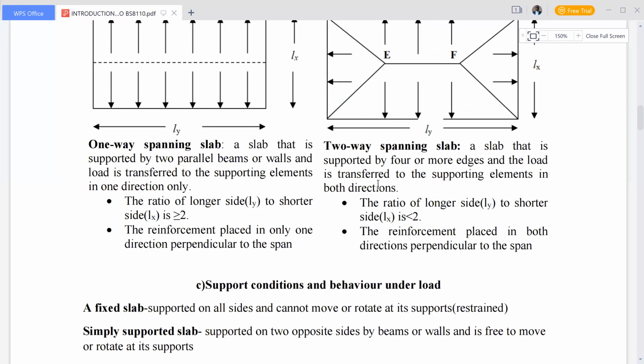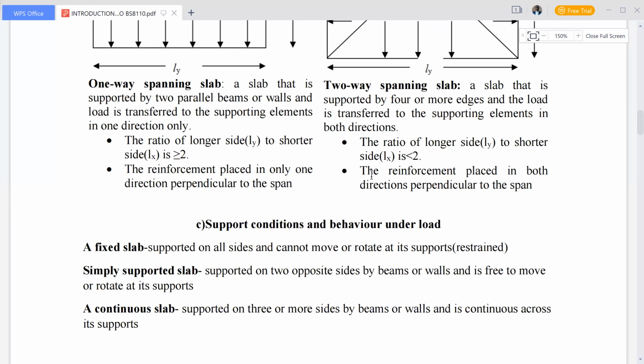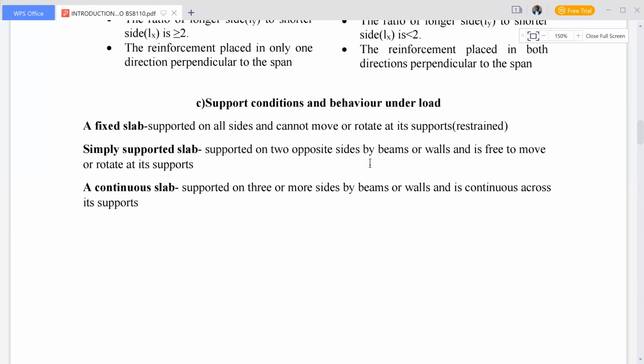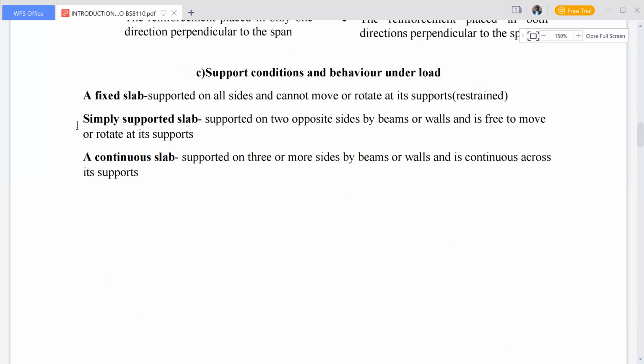Those are based on load distribution. Now we have support conditions and behavior under load. For support conditions, we have what you call a fixed slab. This is a slab supported on all four sides that cannot move or rotate at its support. So we call it a restrained slab. Then we have a simply supported slab. This is supported on two opposite sides by beams or walls and is free to move or rotate at its support. Then finally, we have a continuous slab. This is supported on three or more sides by beams or walls and is continuous across its support.